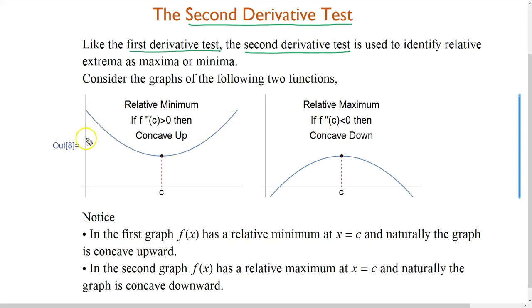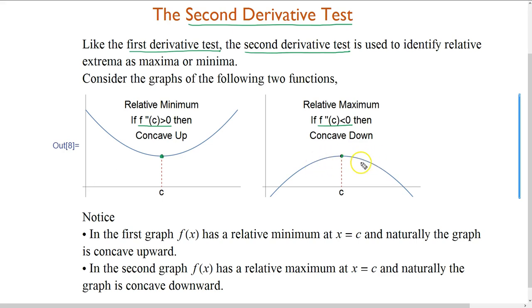Now in the first graph, we're assuming that our second derivative at c is greater than 0, which means that our graph is concave upward near c, f of c. Well, if that's the case, then obviously we're going to have a relative minimum at c, f of c. On the other hand, if we assume that our second derivative is negative, then our graph has to be concave downward near c, f of c, which implies that we have to have a relative maximum.